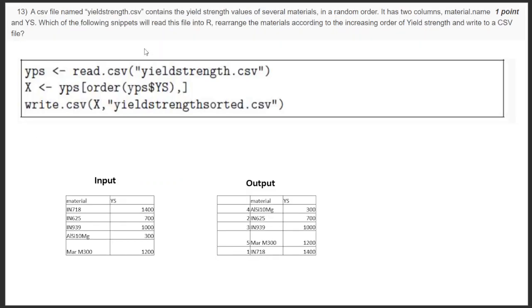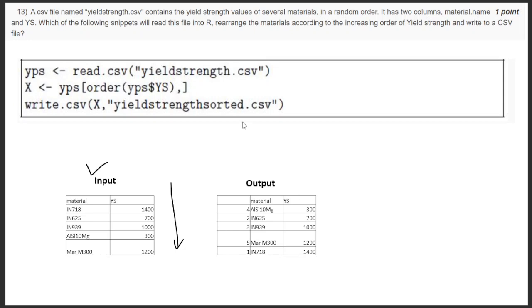So the last and final question. A CSV file named strength.csv contains the yield strength values of several materials in a random order. So they are given in some random order. I've given an example for this. This is the input I have invoked as yield strength.csv. Then rearrange the materials according to the increasing order of yield strength. These are the materials: 7862, IN625, IN939, ALS810 MG, and MAR M300.